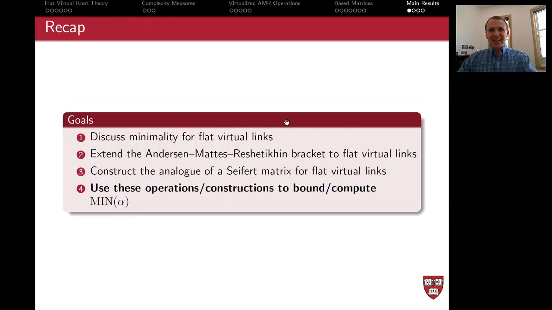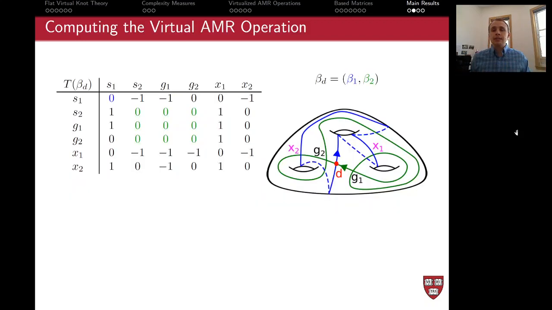So we want to do that. We want to use the AMR bracket. We want to use these singular base matrices to somehow bound or compute the minimal intersection number. So here is the only singular base matrix I have shown you today. And what I want to convince you of is that it is primitive already. I didn't have to do any work.